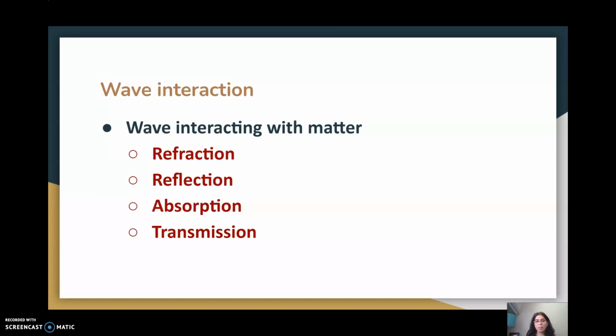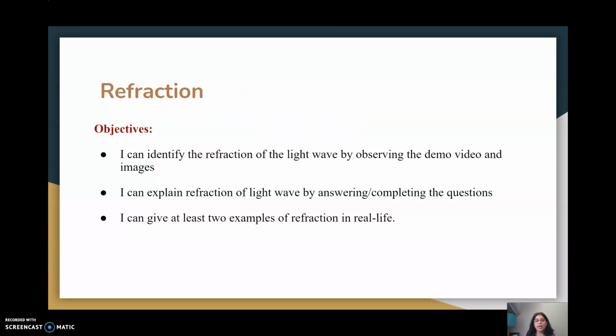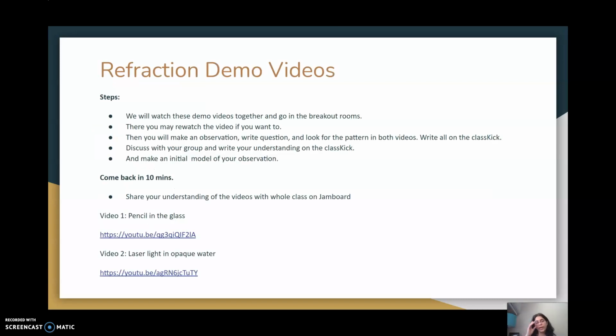Don't worry, by the end of this lesson you will be able to understand what refraction is. You will be able to identify the refraction of a light wave by observing the video and images, and by answering and completing the questions. And you can give at least 2 examples of refraction in real life, or maybe more, but at least 2.